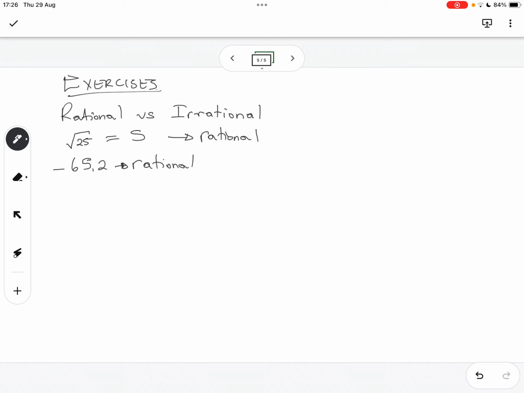Because why? Because it has an integer. What about the decimal? It's a fraction because it's got a decimal, I guess. Now, is that decimal recurring or non-recurring and non-terminating, or is it terminating?